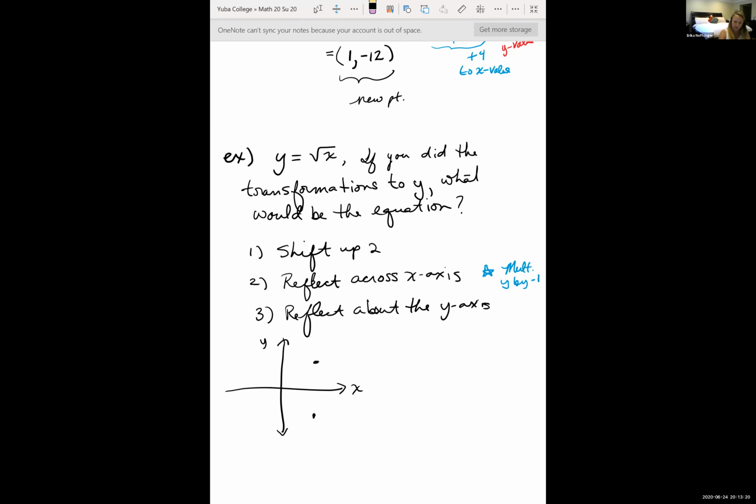When you're thinking about it being across the y-axis, well, that affects the x value of your point. So if I have a point here and it's reflected across the y-axis, my y value is the same, but my x value is not. And so my x value is just changed signs. And so here we're going to change our x. So multiply x by -1.